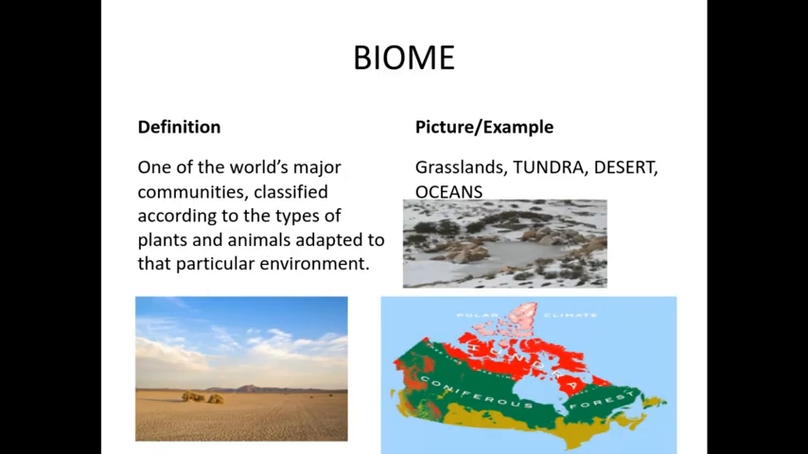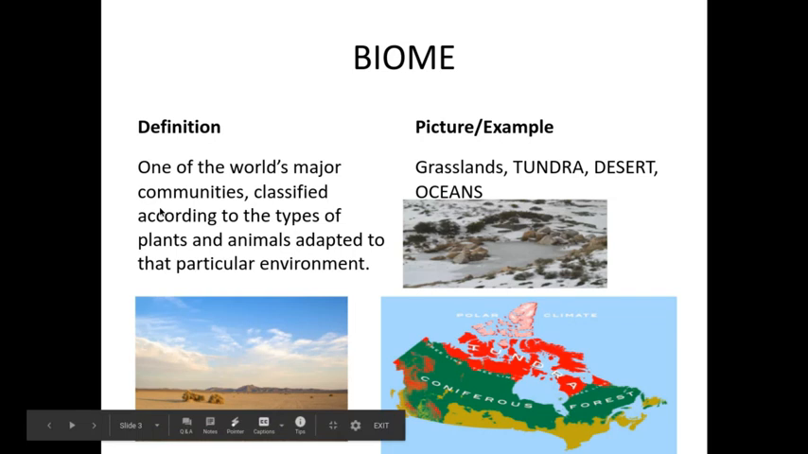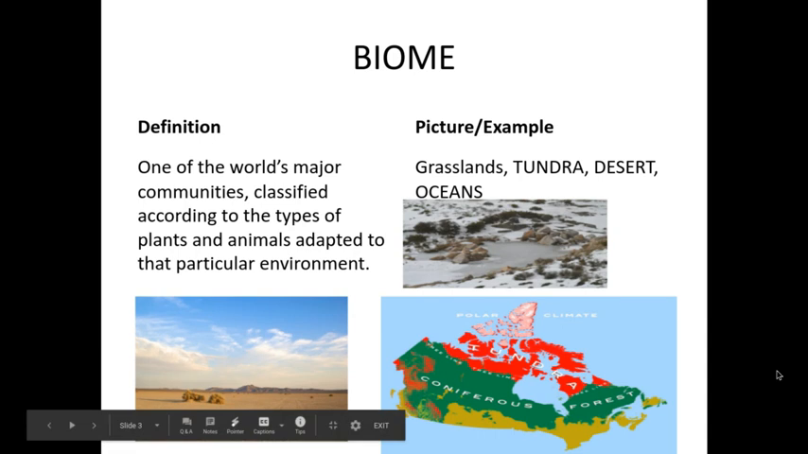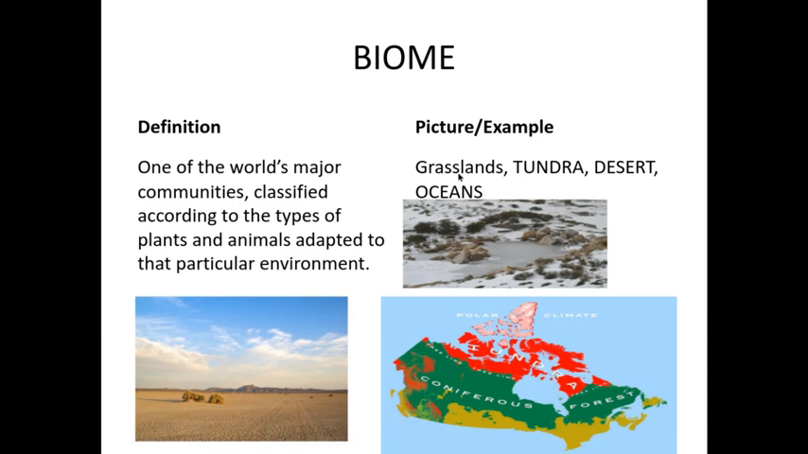Okay, so the word biome. Your definition of a biome is one of the world's major communities, one of the world's major areas, classified according to the types of plants and animals that are adapted to that particular environment. Some of the different biomes that we find here on Earth are things like the grassland, and we have different kinds of grasslands, like the savanna, or like the grassland where you guys live.